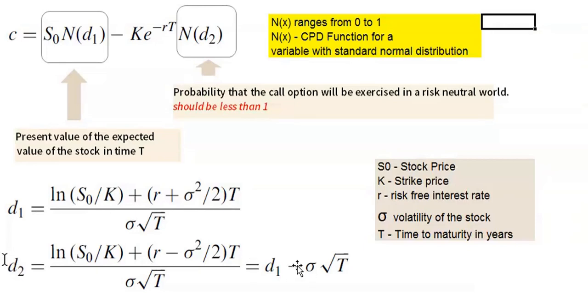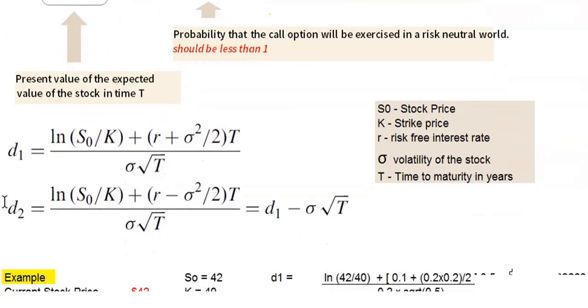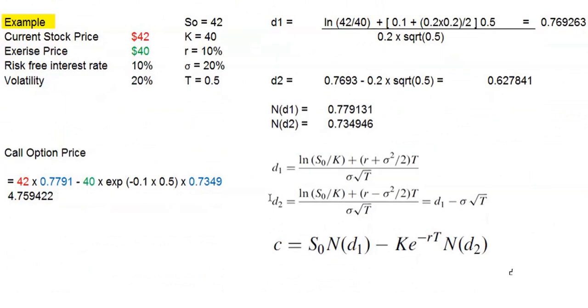So let's go through a simple question to see how we can calculate the value of a European call option using the Black Scholes model. So here we have been given the current stock price as $42. Now this question I took from Hull's textbook. The current stock price is $42. Exercise price is $40. Risk-free interest rate is 10%. Volatility is 20%.